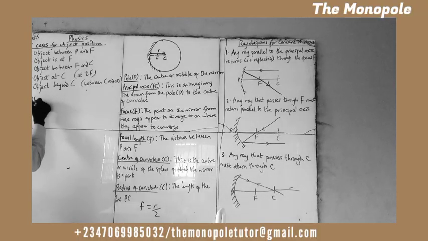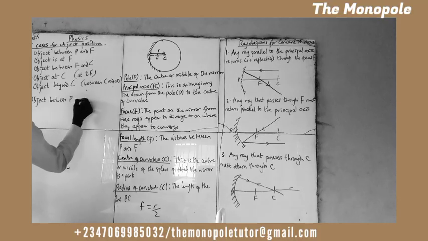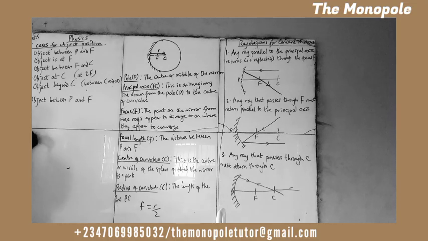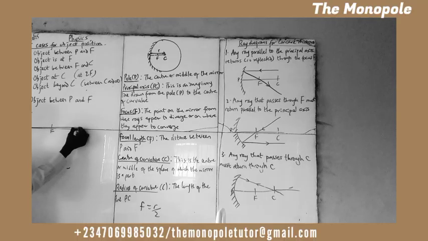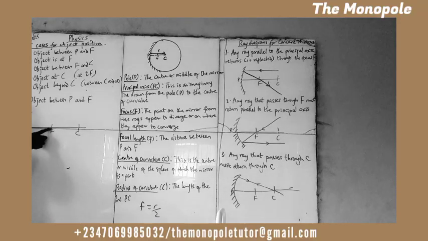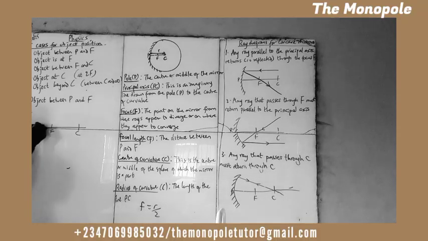Number one is object between P and F. So I have my mirror, the concave mirror. This is P, this is F. When you are doing this on your own, when you are practicing, please make sure you use your ruler so that you have accurate results. And make sure that the distance from P to F is the same as F to C. So I'm going to place my object between P and F now. My object is somewhere here.